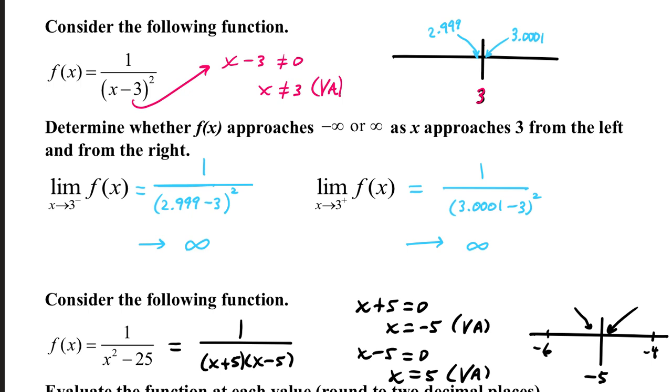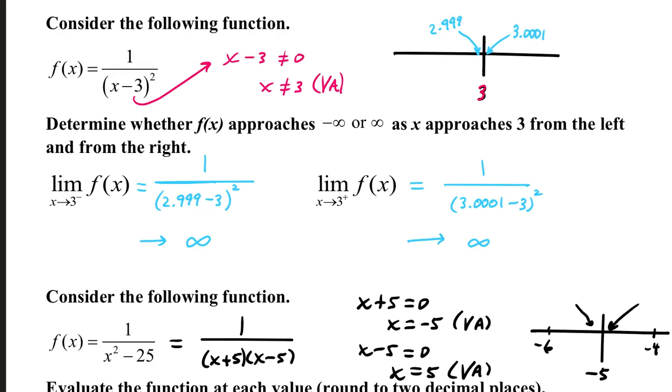And it's the same thing when you approach 3 from the right. You put in a number slightly larger than 3, make your calculation. The closer you get to 3 without actually being 3, the larger your answer gets. And that's the idea of a limit approaching from the left and right, and whether or not you run into a vertical asymptote and your values are getting really large or really negative.